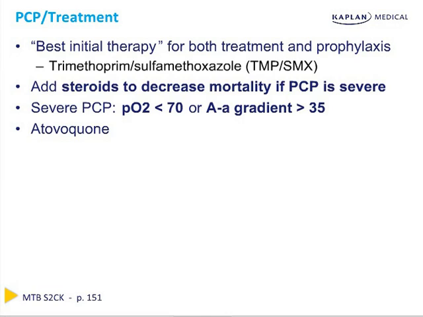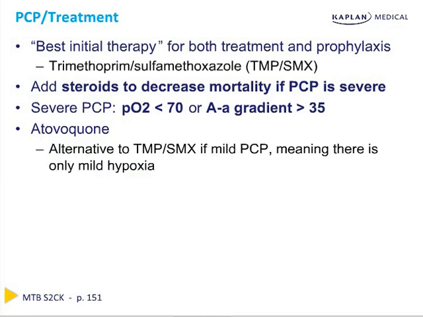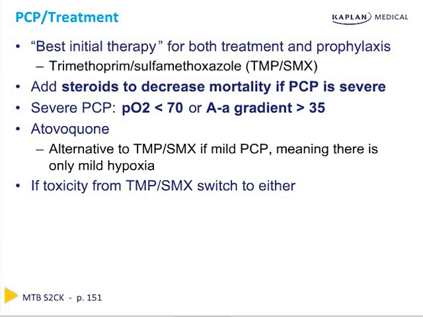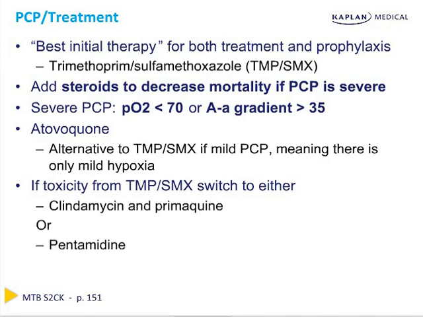Alternative therapies if the patient has an allergy to trimethoprim sulfamethoxazole include atovaquone. You can also use this if the PCP is mild and there's only mild hypoxia. If there's toxicity from the TMP-SMX or from atovaquone, you can switch to clindamycin and primaquine. An alternative would be pentamidine.